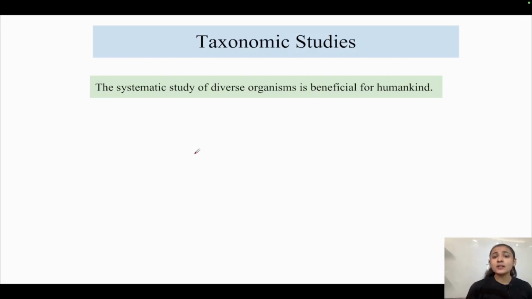Let's begin the video. So, taxonomic studies. What are taxonomic studies? All the studies related to taxonomy are taxonomic studies. The systematic study of diverse organisms is beneficial for humankind. Why are systematic studies done? Why do we study the relationships between various organisms? Because studying the relationships between various kinds of organisms, that is diverse organisms, is beneficial for humankind.